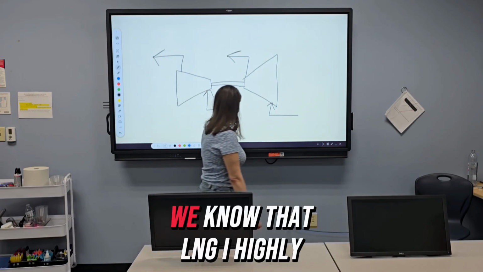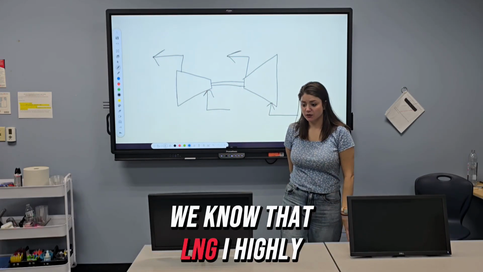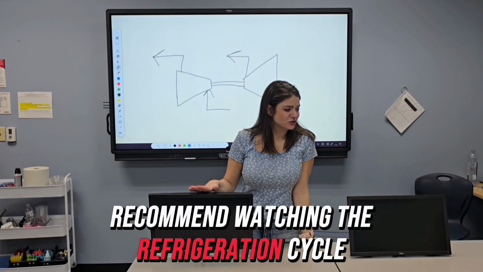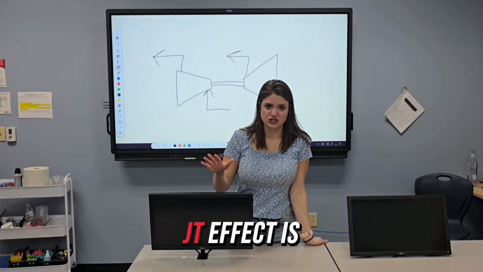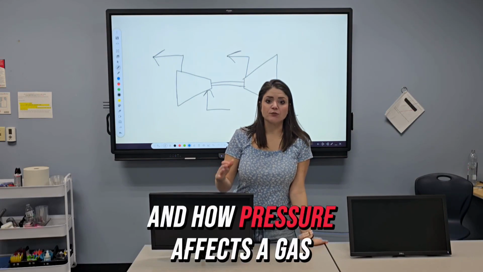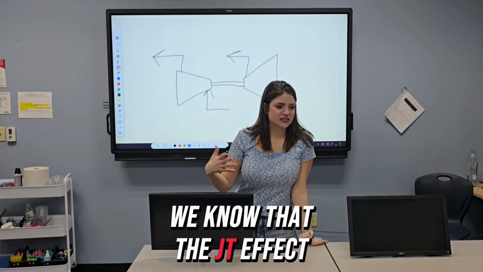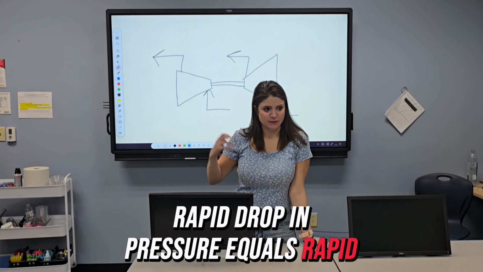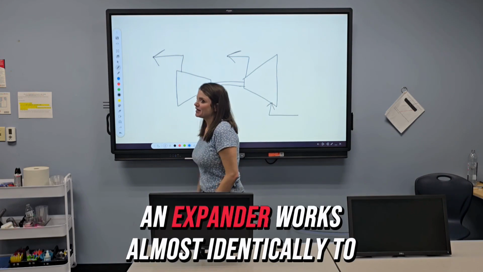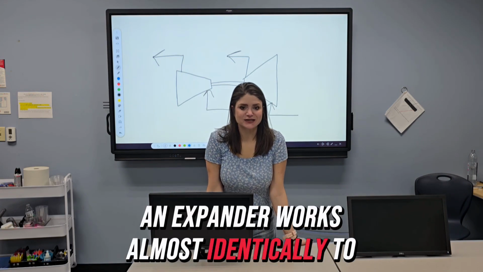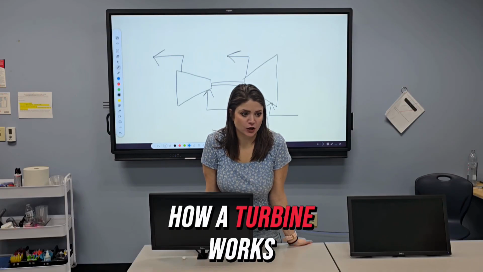Now, we know that LNG, because I highly recommend watching the refrigeration cycle if you don't know what the JT effect is and how pressure affects a gas and how pressure affects a liquid. We know that the JT effect is rapid drop in pressure equals rapid drop in temperature. An expander works almost identically to how a turbine works.